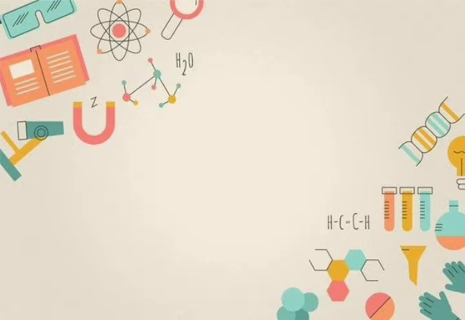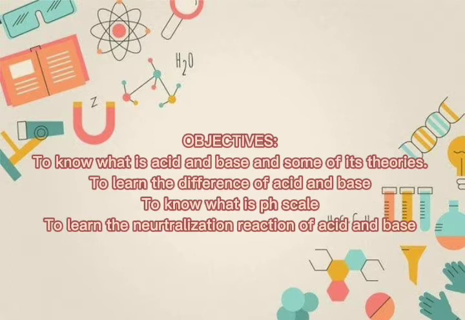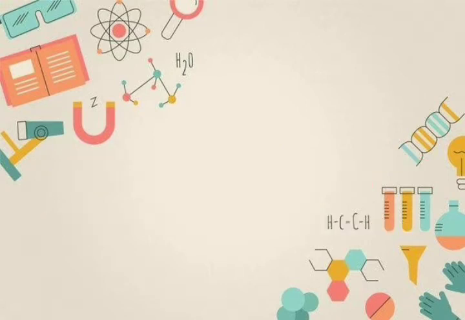Acid and Base. For the objectives, first, to know what is acid and base and some of its theories. Second, to learn the difference of acid and base. Third, to know what is pH scale. And lastly, to learn the neutralization reaction of acid and base. So without further ado, let's start.